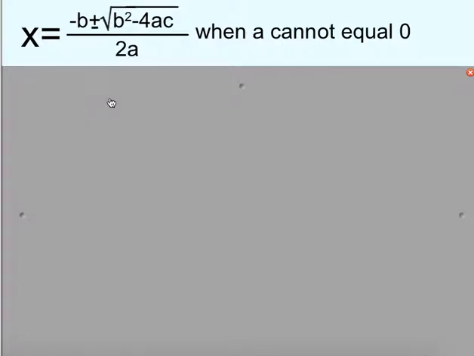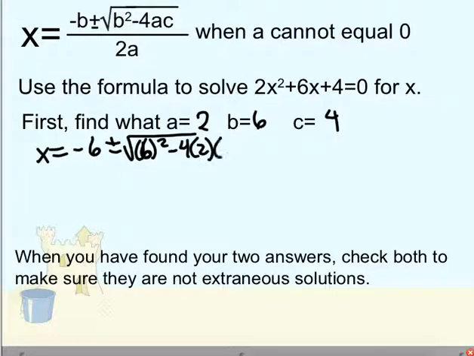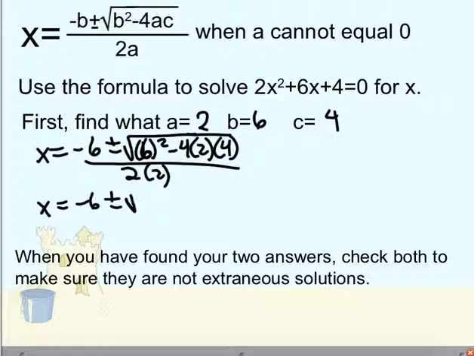Let's try another one. And then we'll get into some harder ones that may not have whole number solutions, and that's okay. All right, so in this one we say a is 2, b is 6, c is 4, and we plug it in. So x equals negative b plus or minus the square root of b squared, so 6 squared, minus 4 times 2 times 4, 4ac, all over 2 times 2. So x is equal to negative 6 plus or minus the square root. Well, we get 36 minus, let's see, 8 times 4.